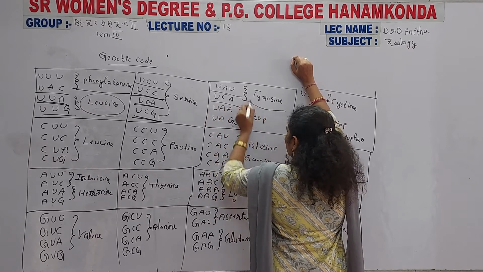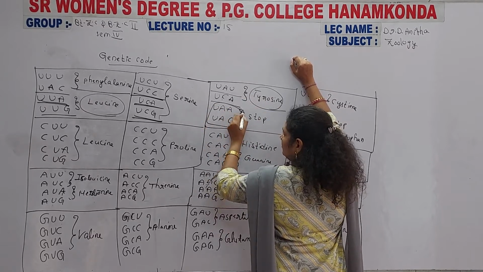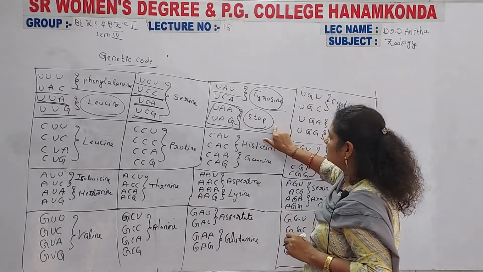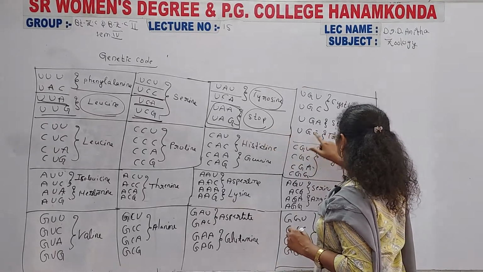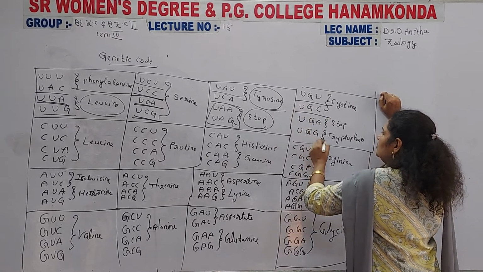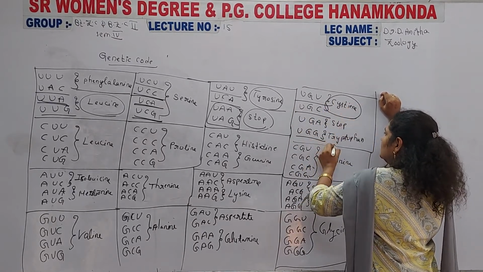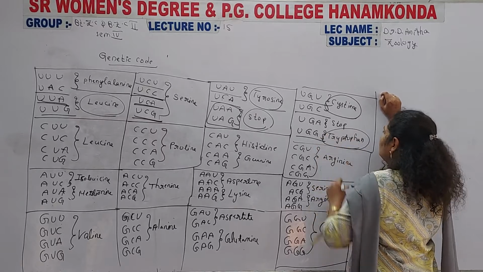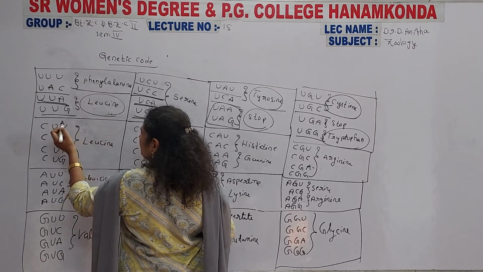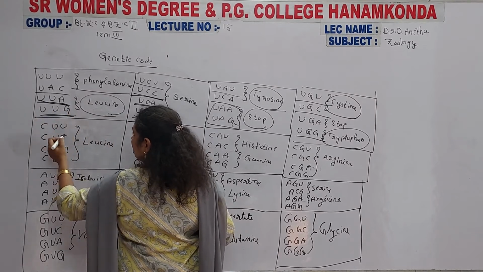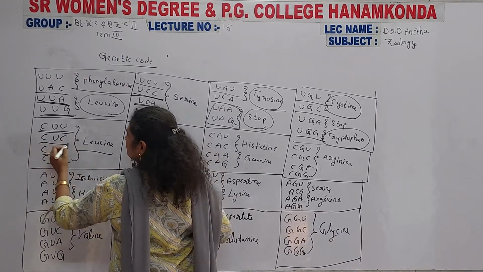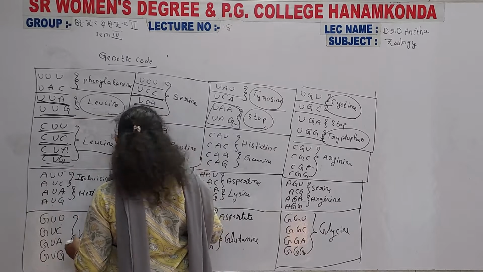These two are for tyrosine, and UAA and UAG are not coded for any amino acid, and are considered stop codons here. UGA is also a stop codon, and the remaining UGU and UGC are for cysteine, and UGG for tryptophan, one of the amino acids. Leucine is coded by UUA and UUG, but these four are also coded for leucine: CUU, CUC, CUA, CUG.